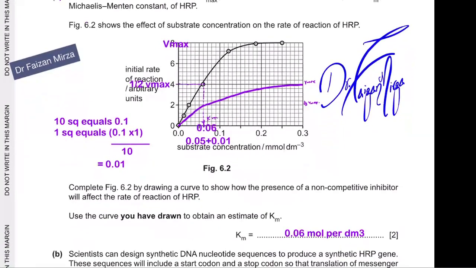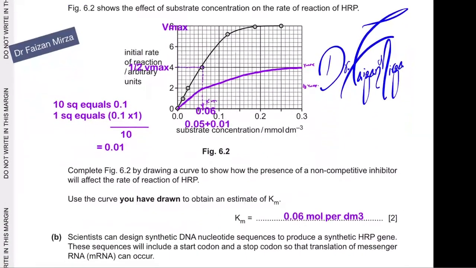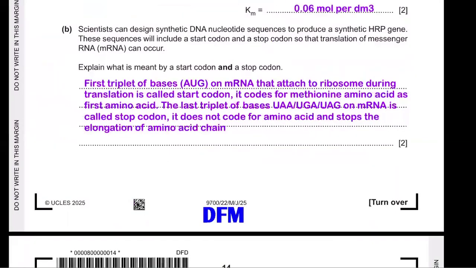We know that. In this graph, they're saying complete figure 6.2 by drawing a curve to show how the presence of a non-competitive inhibitor will affect the rate of reaction. So we know if this is the Vmax, then the Vmax with the non-competitive inhibitor should be way less. We'll find out the half Vmax, and with the half Vmax, we can find out the Km value. The Km value comes to be precisely 0.06. We mention it together with the unit. You know how to read the information I have given in the working here. This is something very basic, which you can do on your own as well.